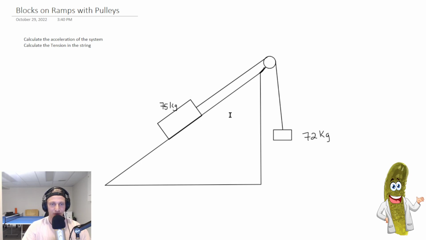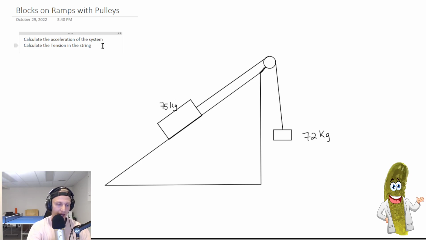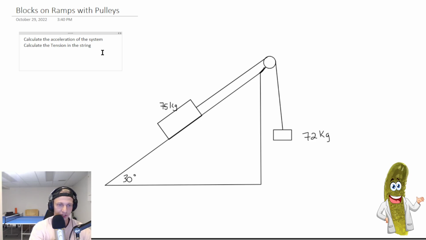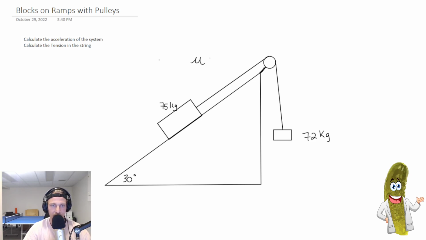All right, so what we have is a 75 kilogram block on our surface. We have a 72 kilogram block on our pulley system. And what we're going to do is add a couple of features to this ramp to try and make this question as difficult as we possibly can. So we're going to make this a 30-degree angle here. And then let's add a coefficient of friction of, let's say, 0.20.